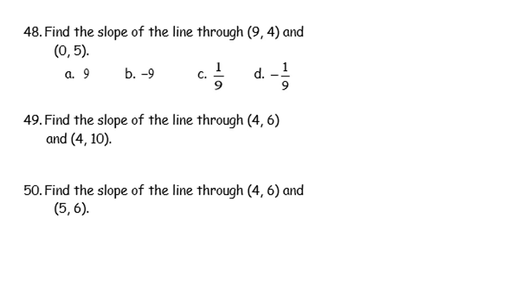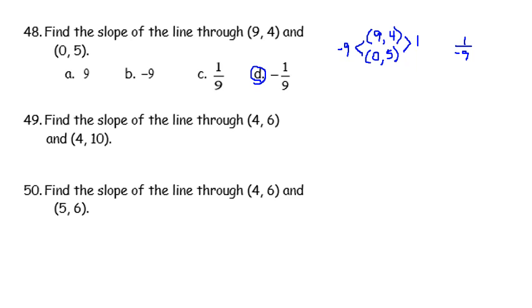48, find the slope of the line through 9, 4 and 0, 5. So these are the problems that I expect you all to definitely get right because we worked so hard with these. So we put those ordered pairs, line them up like that, and then subtract. 5 minus 4 is 1. 0 minus 9 is negative 9. And now you make sure that you put the right side over the left side, or your y's over your x's. So that's 1 over negative 9, which equals a negative 1/9.